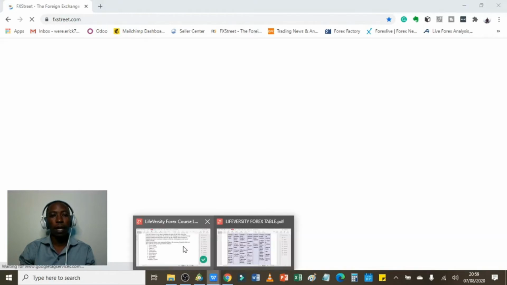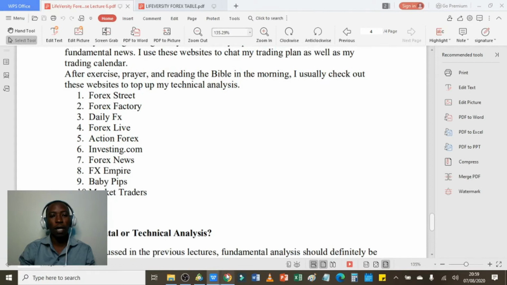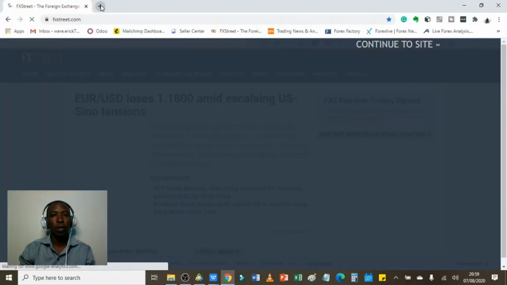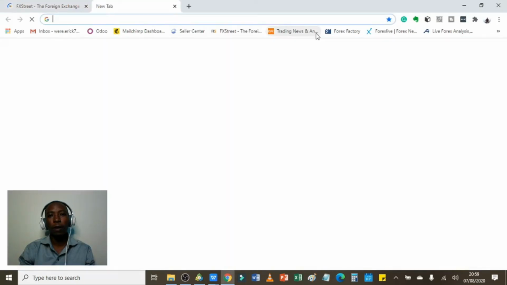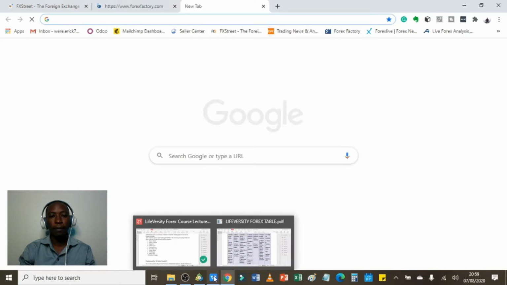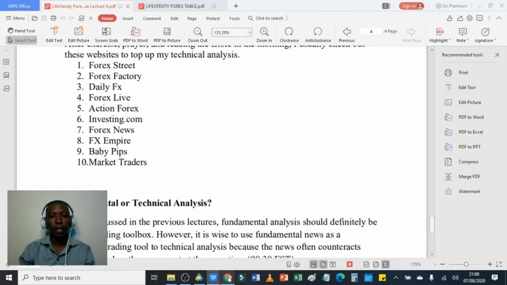And then as it continues to load, we look at the second one, and that is the Forex Factory. I'll also just load Forex Factory, continue to site, then open another tab. And then my third website where I tap my fundamental news is Daily Forex, or DailyFX. I'll just open DailyFX as well. And then my fourth website is usually here, that is Forex Live. Let me just open Forex Live as well.